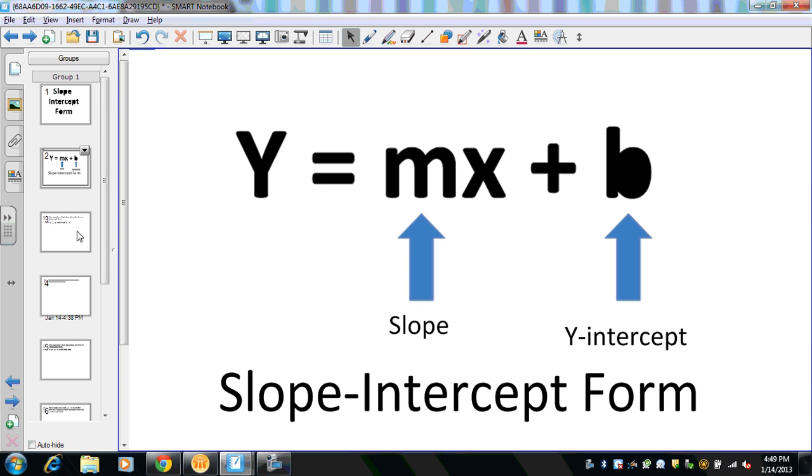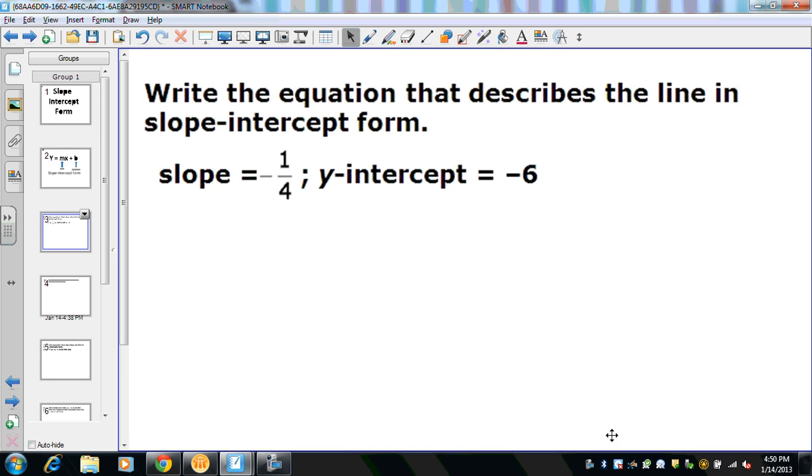All right, so let's do a couple of examples where I show you how to find the equation of a line and put it in slope-intercept form when given some information about the graph. Okay, so let's say I asked you to write an equation that describes the line in slope-intercept form, knowing that the slope is -1/4 and the y-intercept is -6.